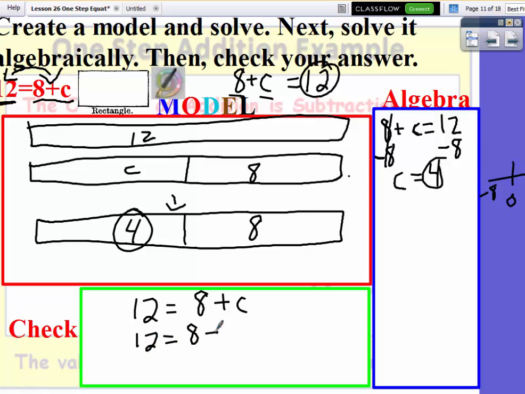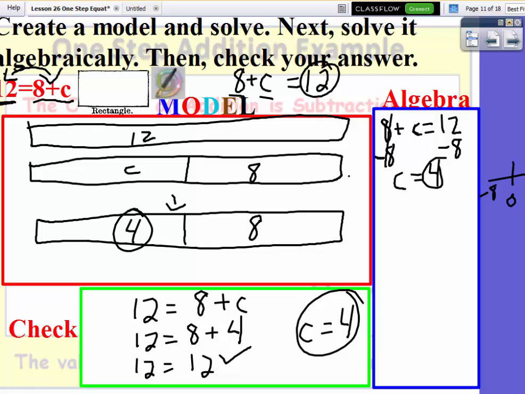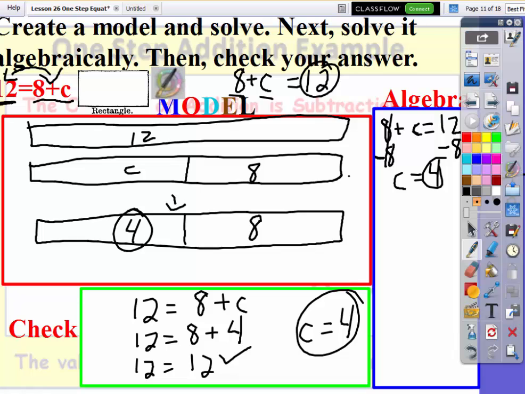12 equals 8 plus, and then my 4, because that's what my c equals. And then 12 equals, what is 8 plus 4? That's 12. And look, my left side equals my right side. So I know my answer was correct. So my answer was, of course, c equals 4. All right, let's go to our next one.